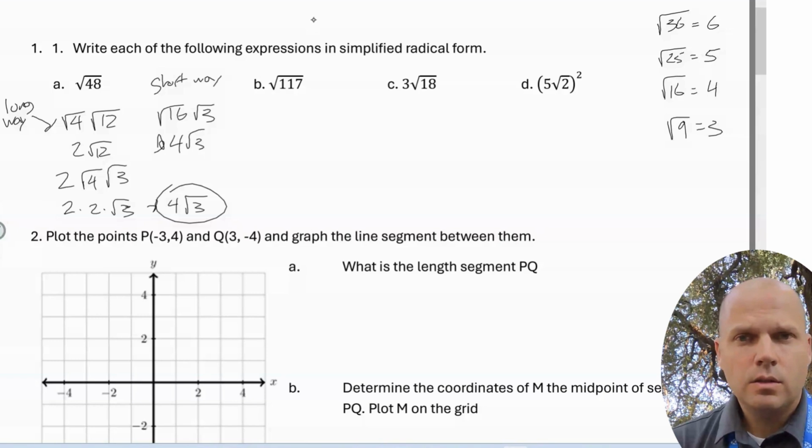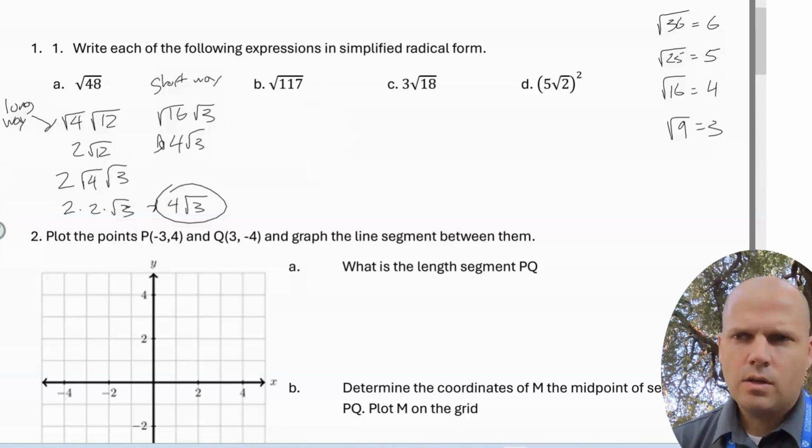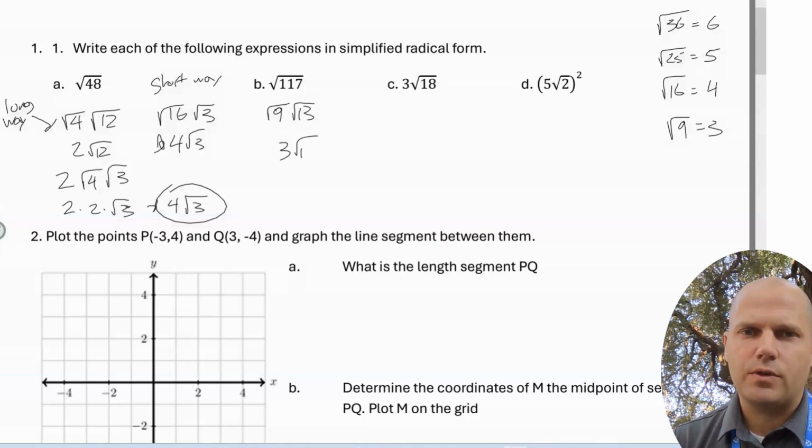117. And try 49. This is one if you have a calculator, it's going to be really helpful. 49 times 3, 7, 12. No, that's obviously not right. Just showing you how if you don't have a calculator, you can still do it. Cool. 9 times 13 is 117. Root 9 times root 13 is root 117, 3 root 13.